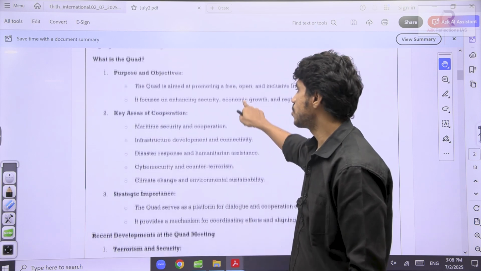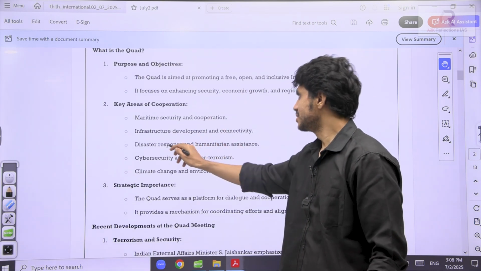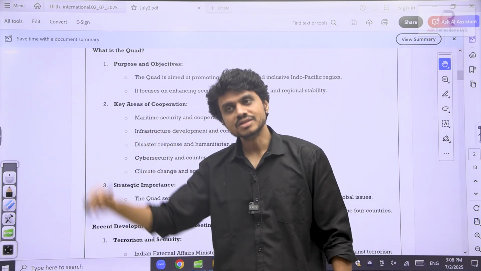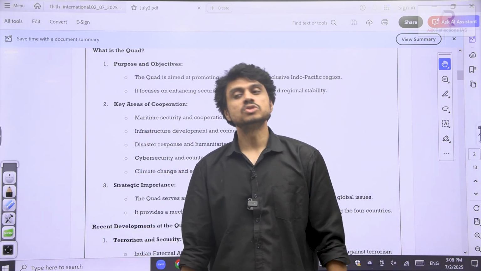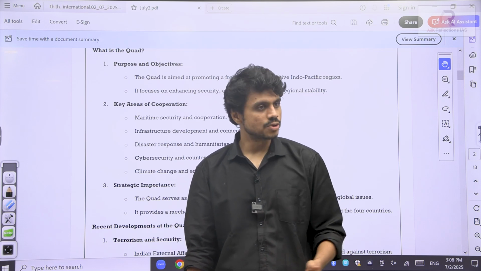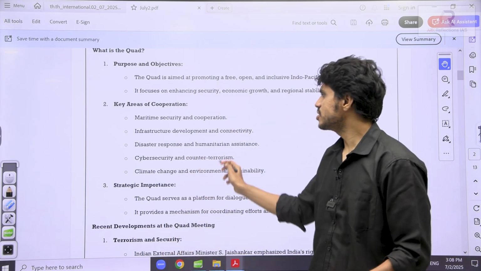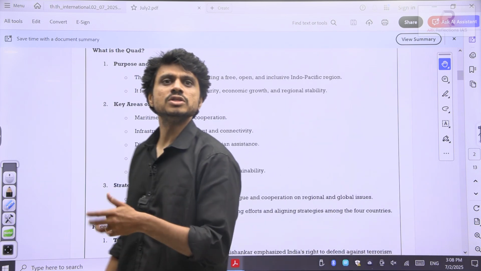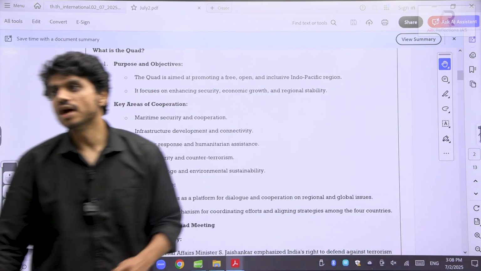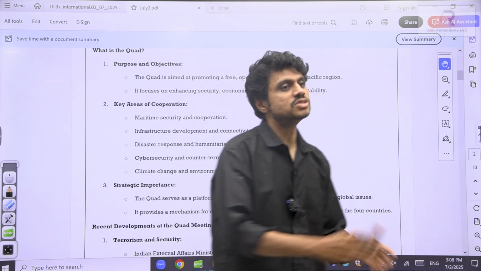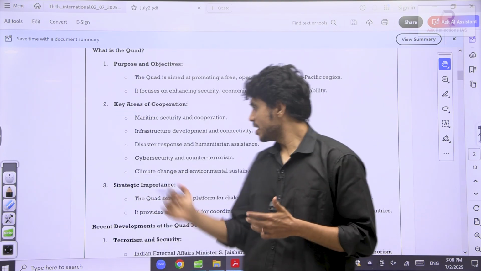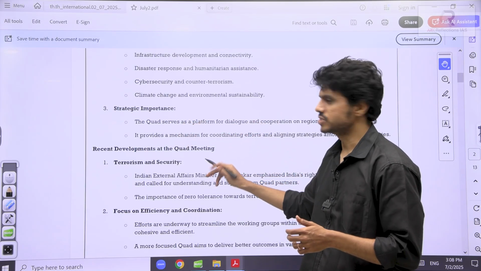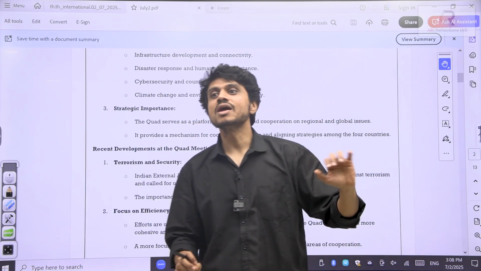See here, key areas of cooperation. This is what they say: infrastructure development, disaster response, humanitarian assistance, like what happened in Myanmar, where these countries supported after the 2004 tsunami. We say cyber security, climate change, environmental aspects, because the Bay of Bengal and all these are tropical cyclone affected areas. So we want to support each other. This is what they say. Okay, and we also want to develop some kind of economic platform for dialogue and cooperation. But in the background, this is the essence.